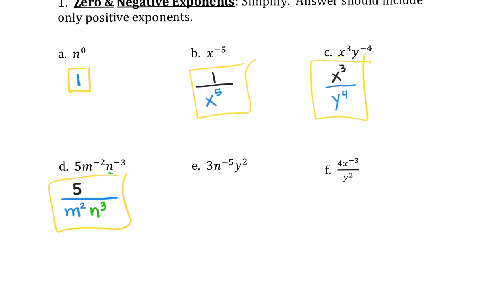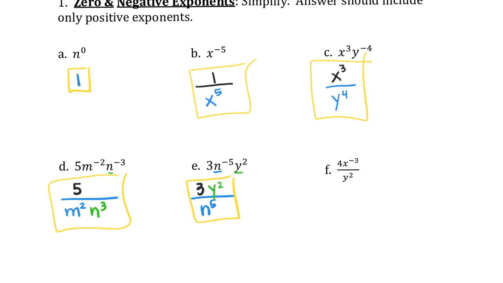Let's look at the next one. I'm fine with the 3. Technically there is a 1 on this, so 3 to the 1, which is a positive exponent. The n has a negative exponent, so I'm going to move it to the bottom to make it a positive 5. The y is fine. Y to the second, leave it alone. So the 3y to the second stayed. The n moved to the bottom, so it becomes n to the fifth.